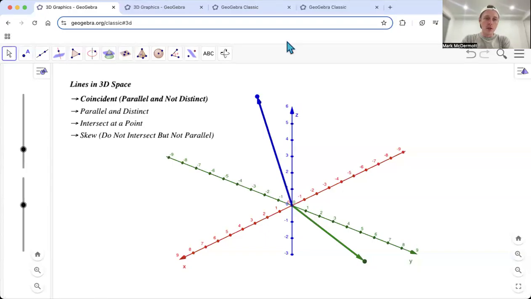All right, so I thought it'd be good to go through a video explaining how lines in 3D space can be oriented and whether they intersect or whether they're parallel and all that sort of stuff. So, lines in 3D space basically have four options.